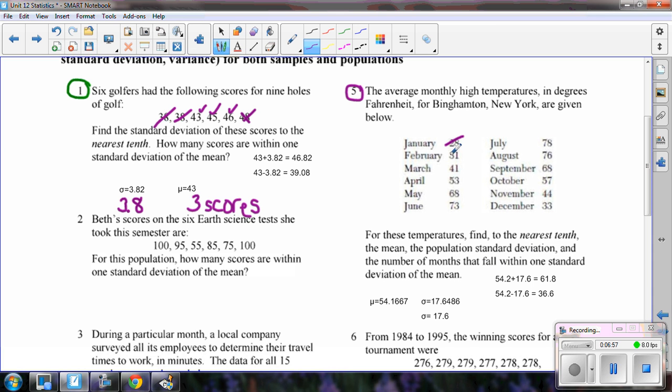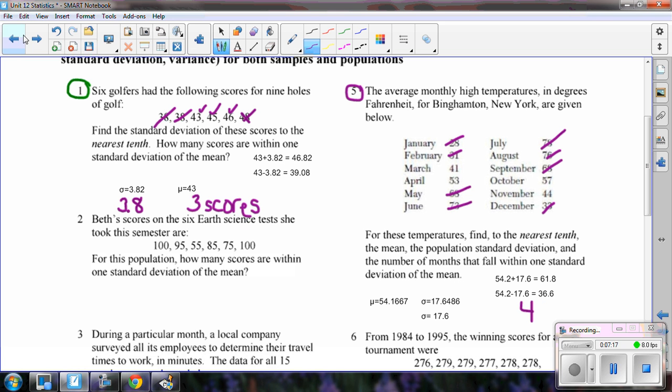So how many are within these two standard deviations? 28 is outside, 31 is outside, 41 is good, 53 is good, 68 is outside, 73 is outside, 78, 76, 68, 57, 44, and 33 is outside. So the answer is 4.